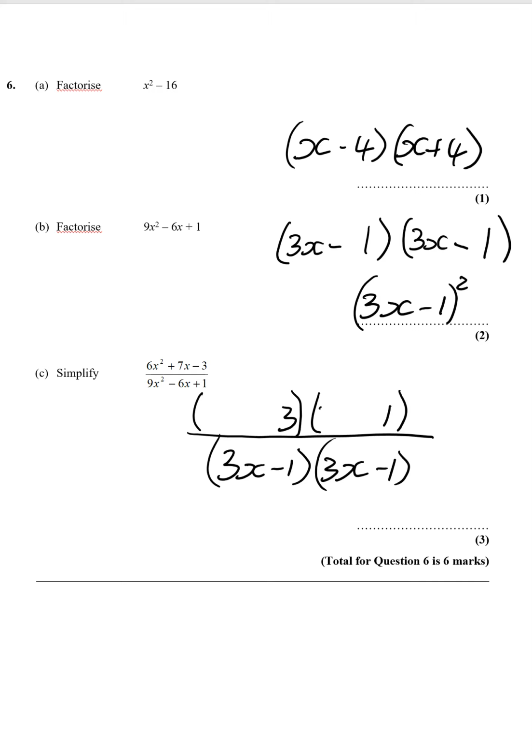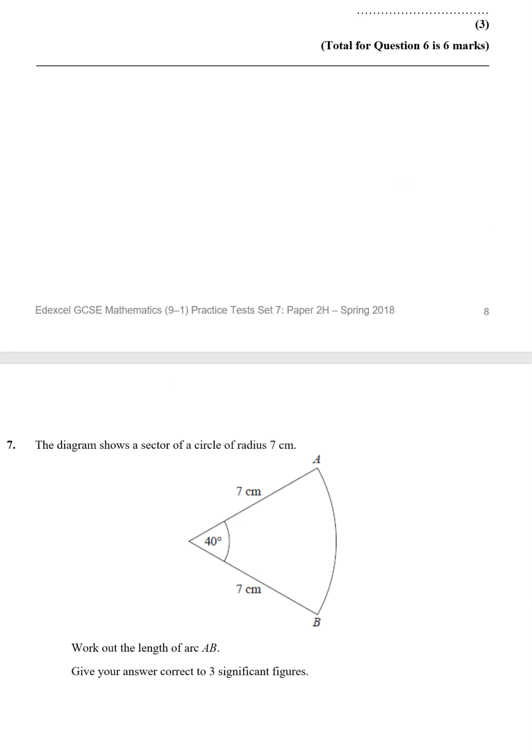a 3x there and a 2x there, because 2x times 1 gives us the 2, and then 3 times 3 gives us the 9. So if the 2 is minus and the 9 is positive, we end up with the 7x. It's quite handy as well, because now we can simplify, and we have 2x plus 3 over 3x minus 1.